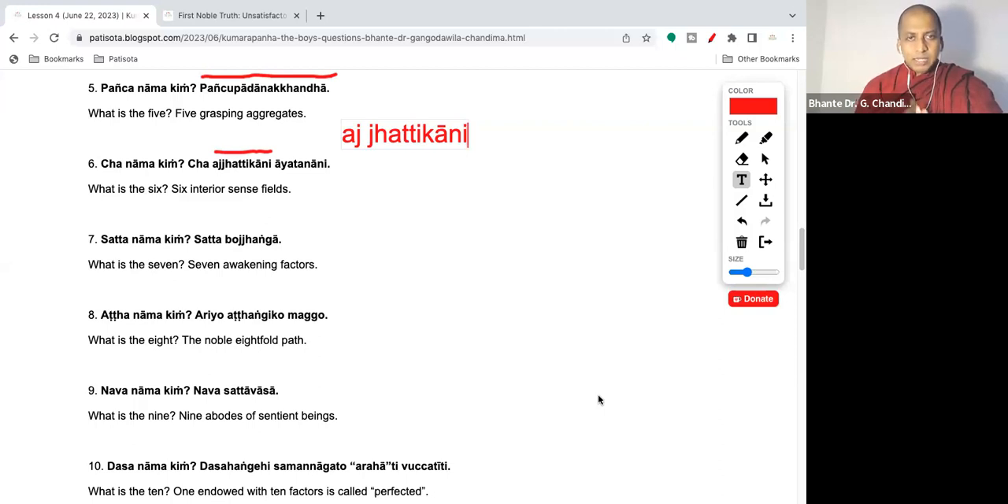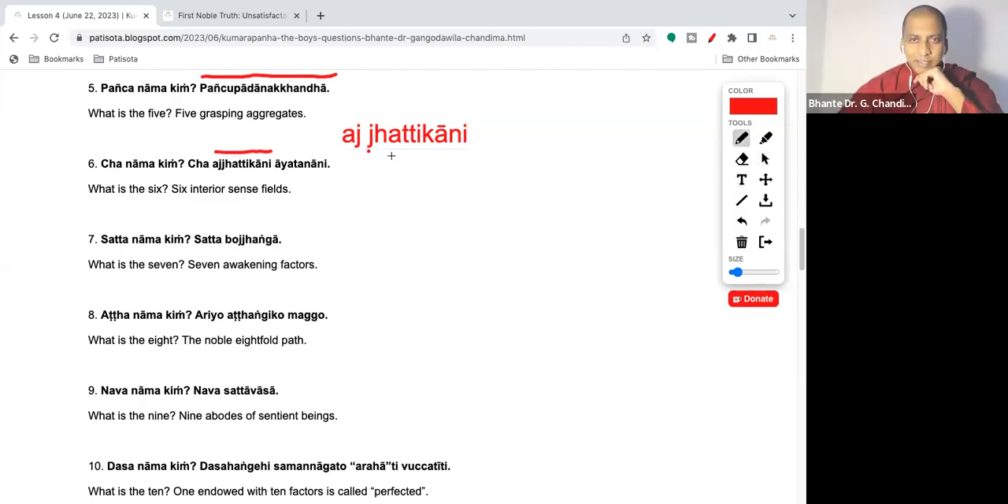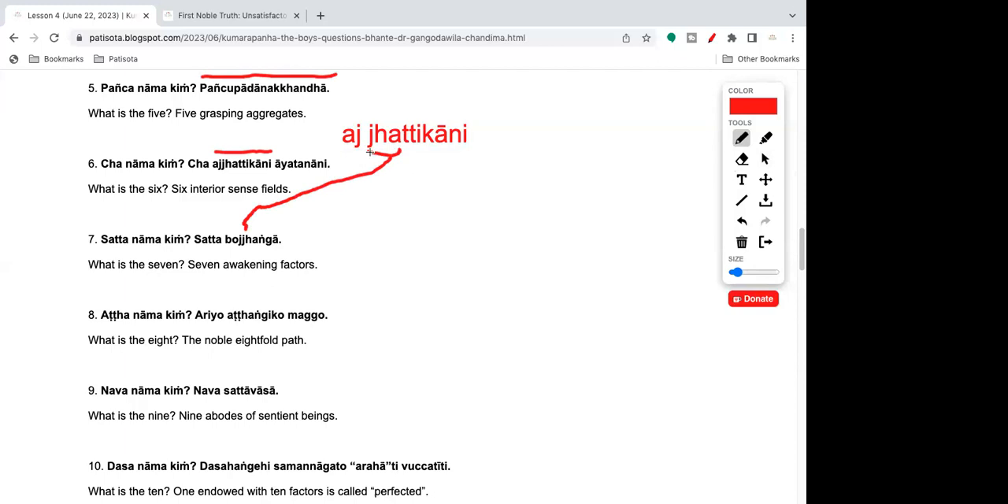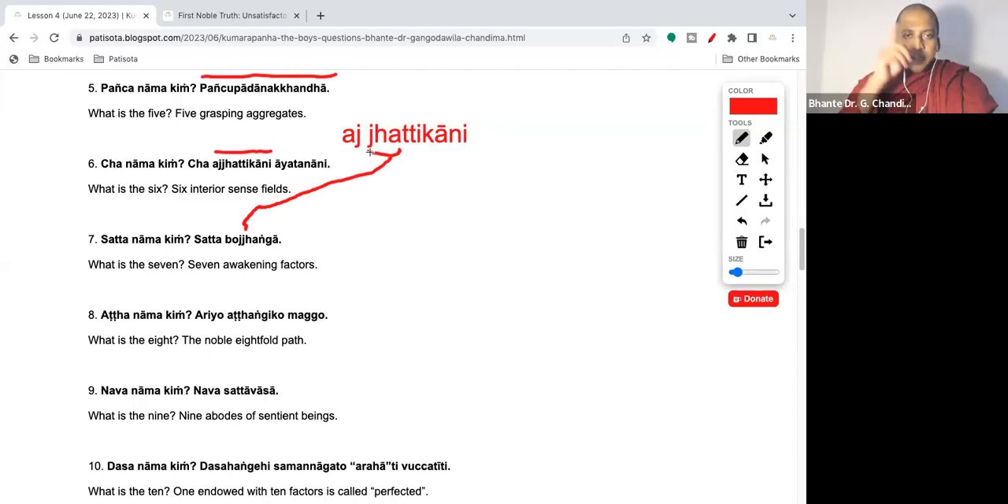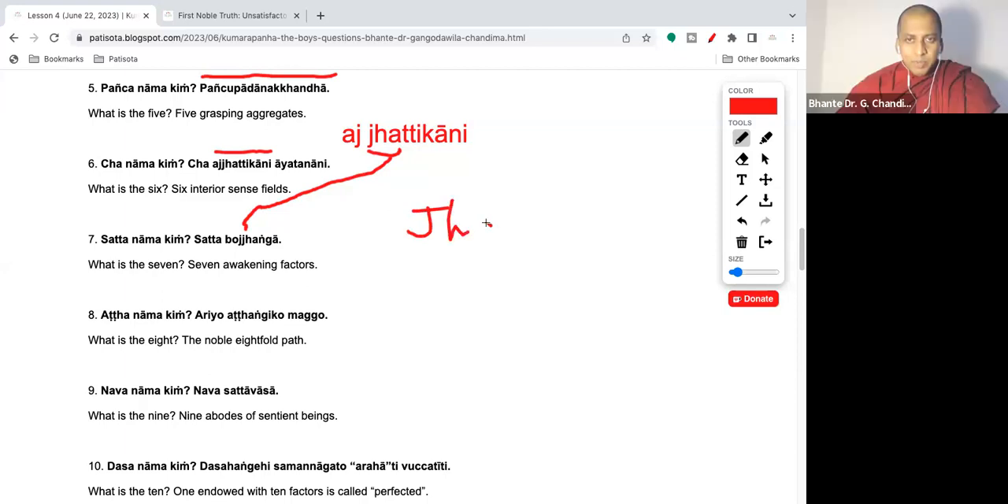Sattanama King. Satta Bodhanga. Bojanga. Let me show you, similar to you. See here, this part has come here, right? See, same thing. Yes. Sattanama King, Satta Bodhanga. J. Satta Bojanga. This one we have to pronounce properly. Actually, this is a very famous term because you know the word jhana, right? See, jhana. See, J.